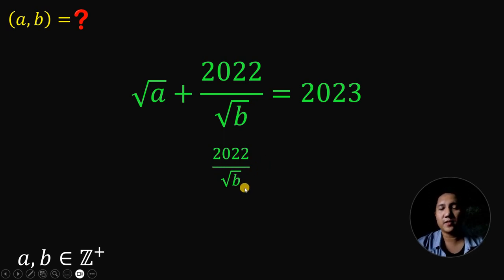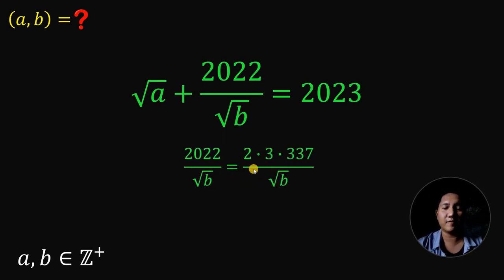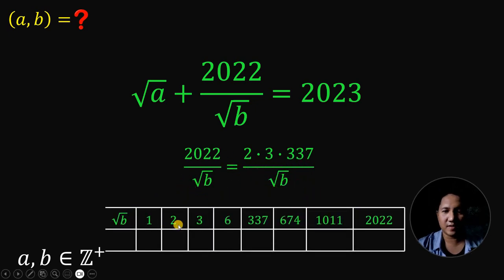For 2022 over square root of b, the first thing we need to consider here is the prime factorization of 2022. We know 2022 can be factored as 2 times 3 times 337. So, square root of b can be one of its positive factors. So square root of b can be 1, 2, 3, 6, 337, 674, 1011, or 2022.